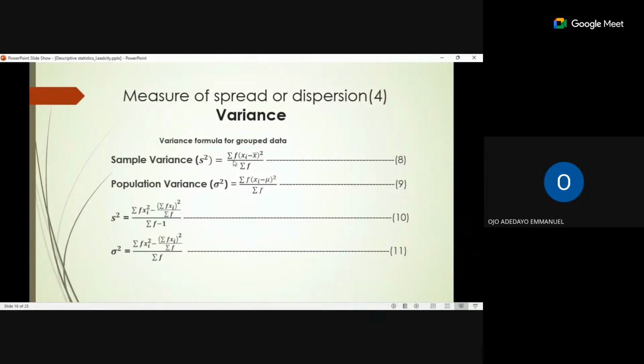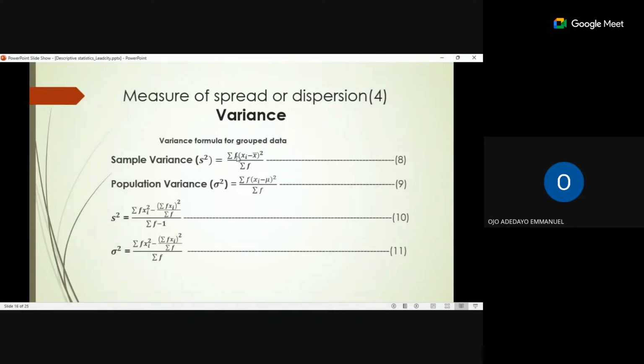Recall that it is the same procedure. When we started with the mean for group data, we introduced frequency. The frequency here simply means that after you've gotten your xi minus x bar square, the second column that you have, instead of summing it up straight, you will not sum it up yet. You are now going to multiply it by each of the frequencies. The first one multiplied by the frequency of the first one, the second row by the second frequency, the third row, and you continue like that.